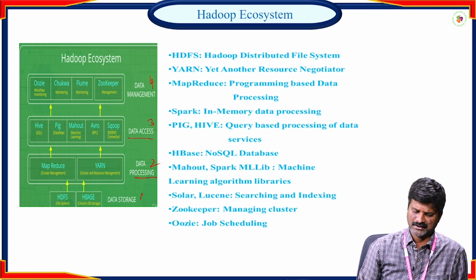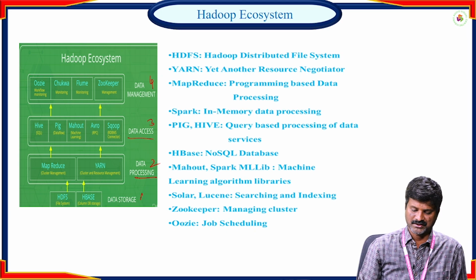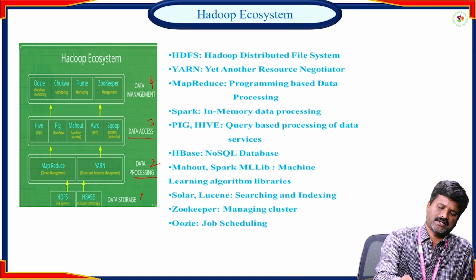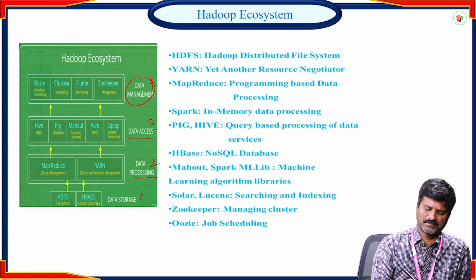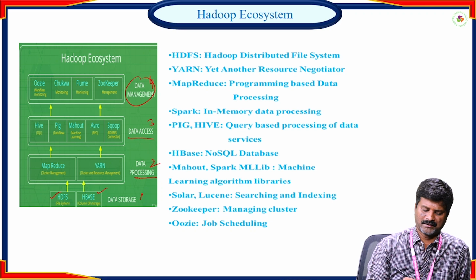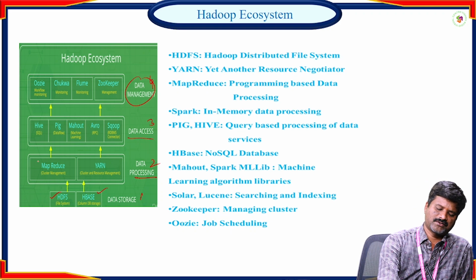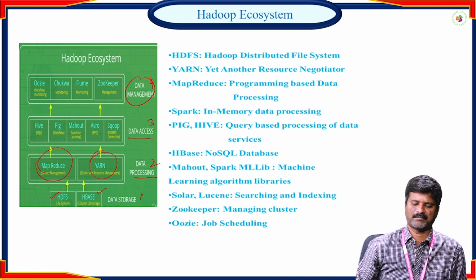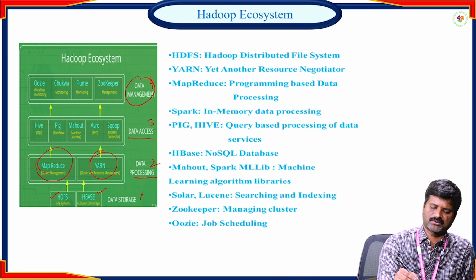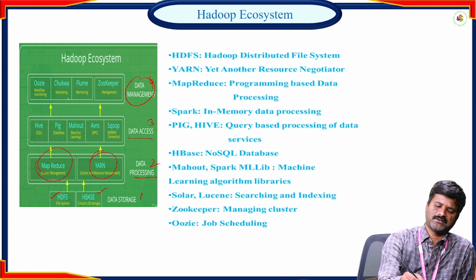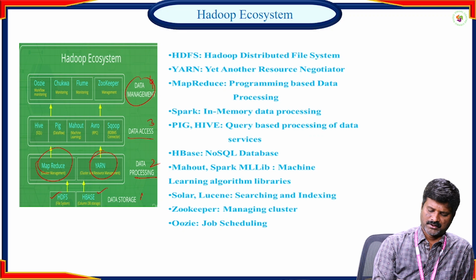And data management is whenever you want to perform job scheduling or manage the clusters, we use data management tools. In the data storage phase, we are using HDFS, the Hadoop Distributed File System, and HBase. HBase is a NoSQL database. On the data processing side, we are using MapReduce and YARN. On the data access side, Hive, Pig, Mahout, Avro and Sqoop. And on the data management side, Oozie, Chukwa, Flume and Zookeeper.